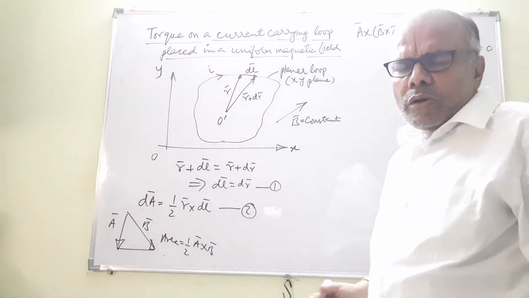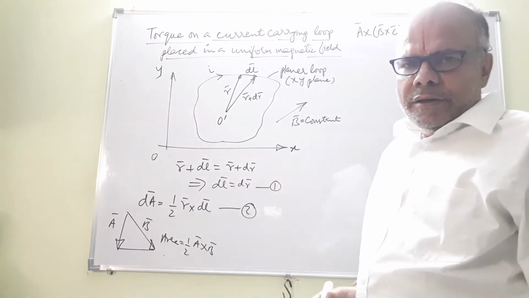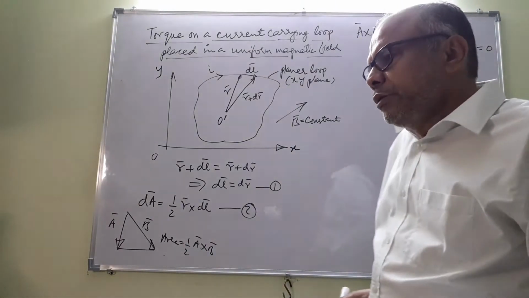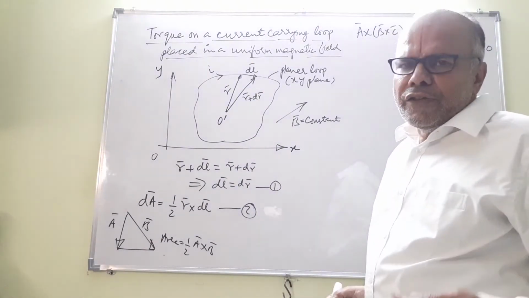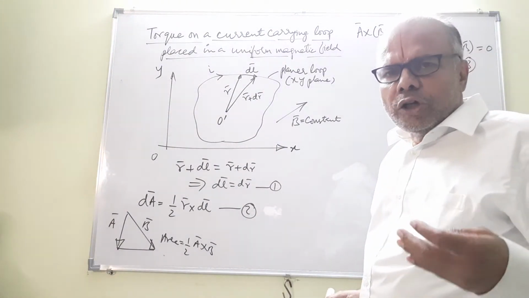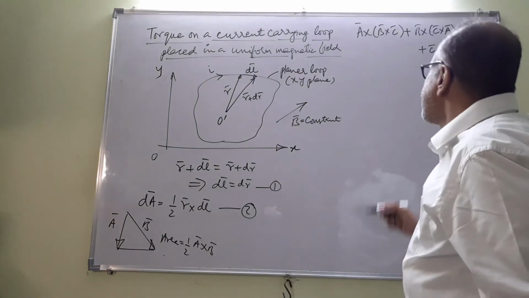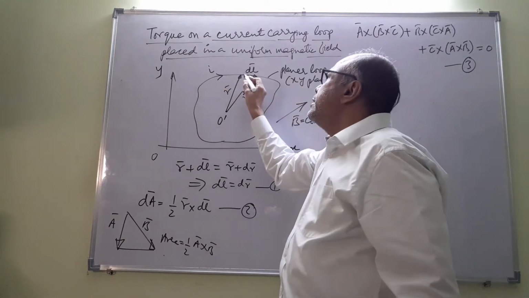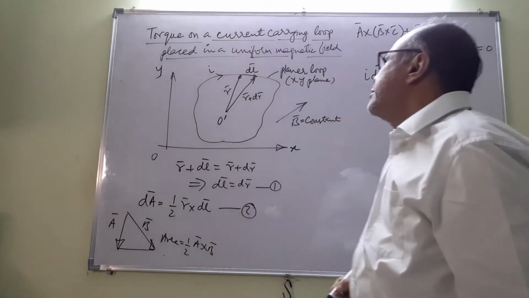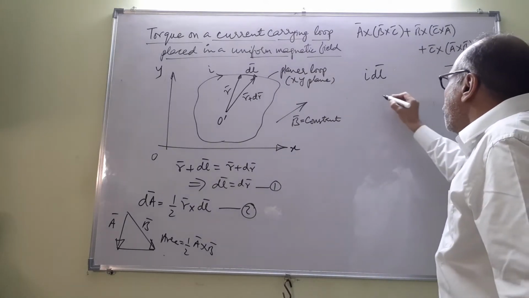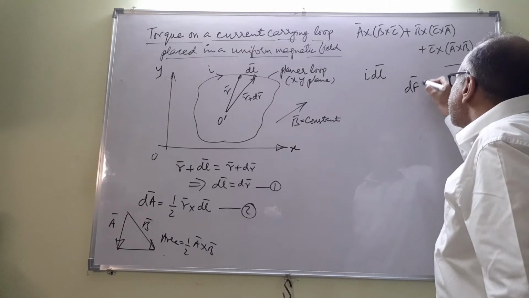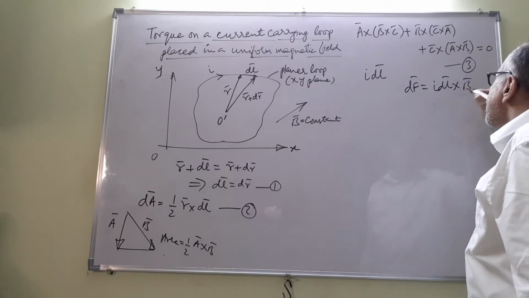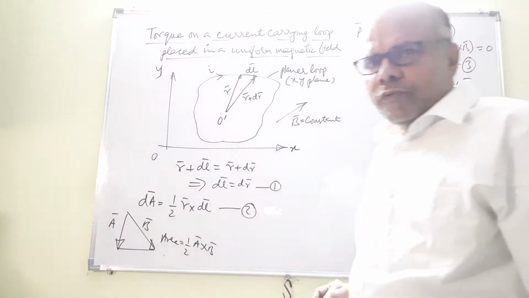Now we know that a current carrying conductor placed in a magnetic field experiences a force. The question is, how much is this force, and if there is a force, is it necessary that there will be a torque? Let us see these things. First of all, the current element is defined as I dl, the current into the length dl of the conductor, and the force dF on this current element is given by I dl cross B. That is the force.